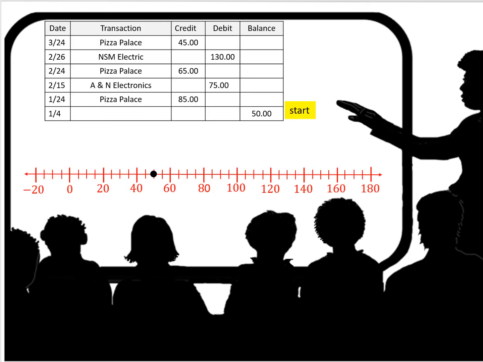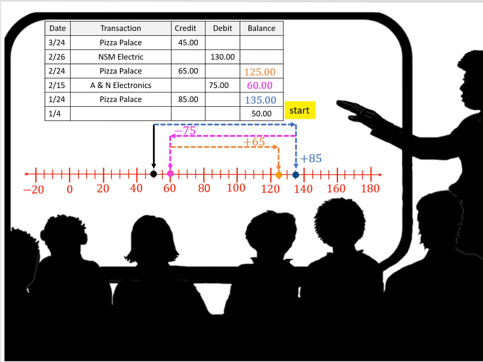We'll use a number line again. So we're going to start at $50. We're going to add 85 because he has a credit of $85. And when we do that, we end up at 135. Well, then he has a debit of $75 because he went to A&N Electronics. That brings us down to 60.